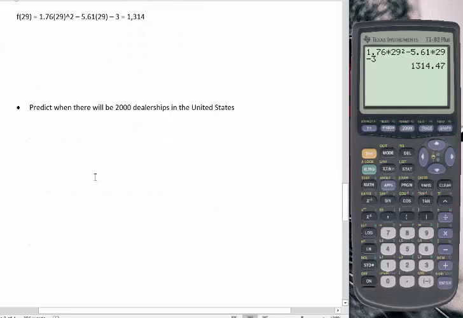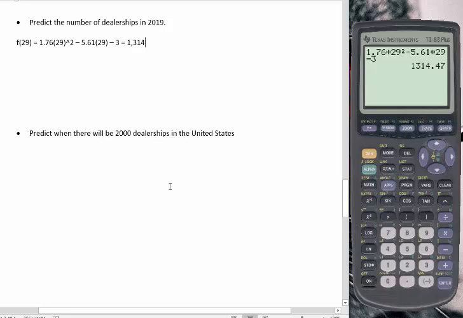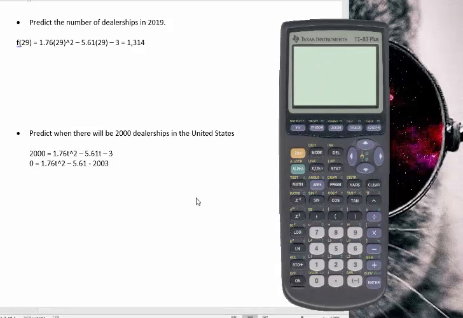Okay, the final question here says predict when there will be 2,000. This is a little bit harder. So f of t represents the number of dealerships. So that's what I'm going to set the equation equal to. I need to solve this. So I'm going to subtract the 2,000 over. And at this point, you're going to have to use the quadratic formula.